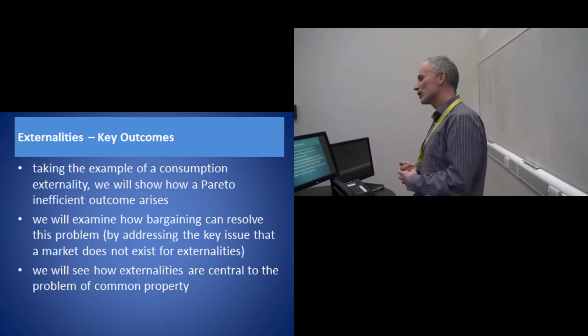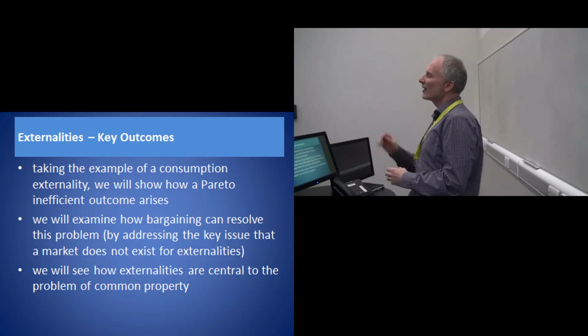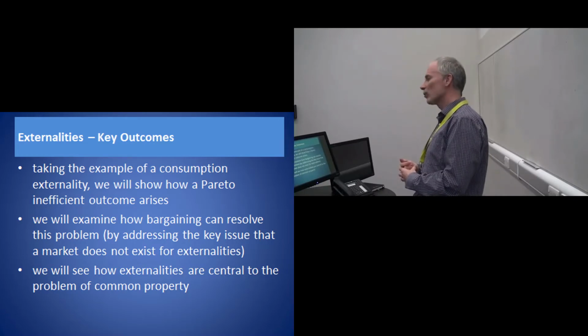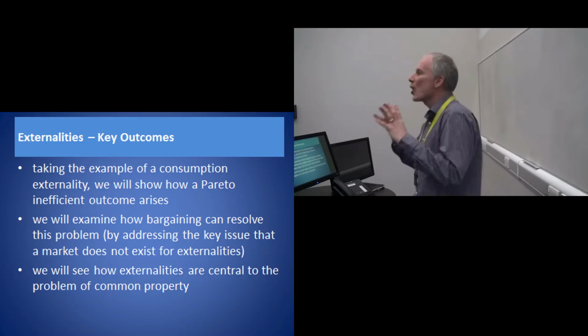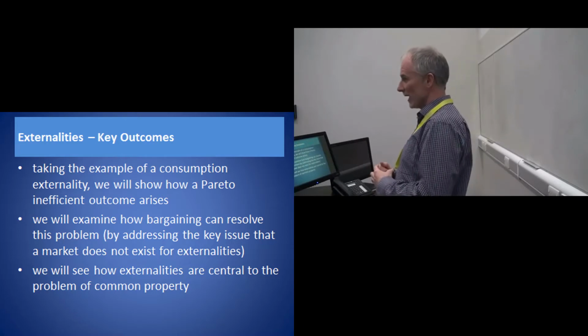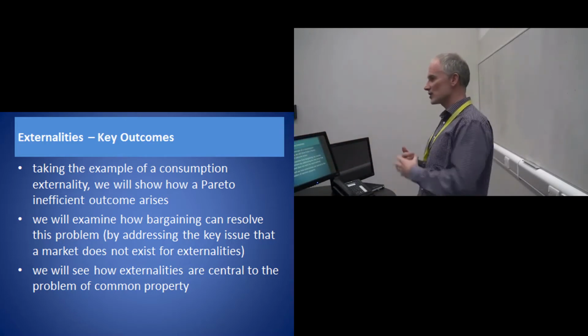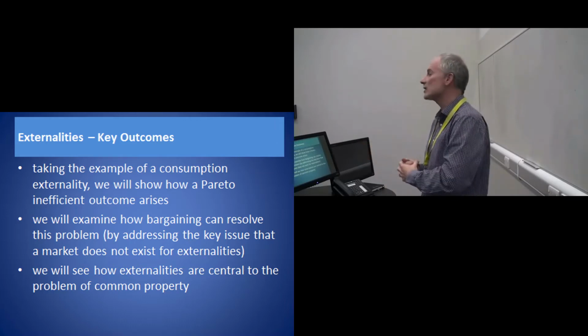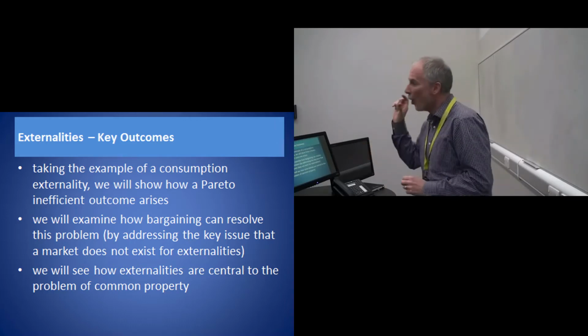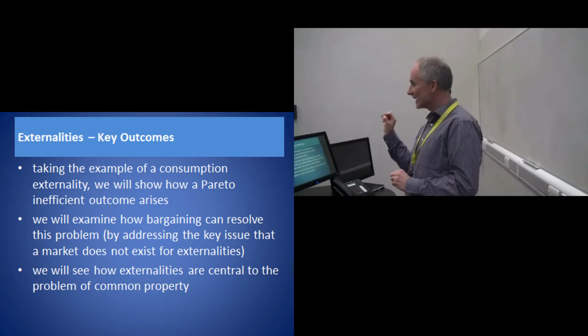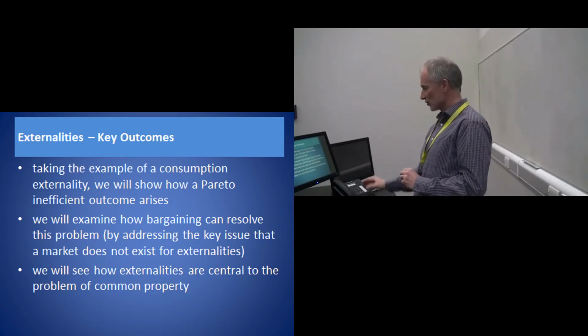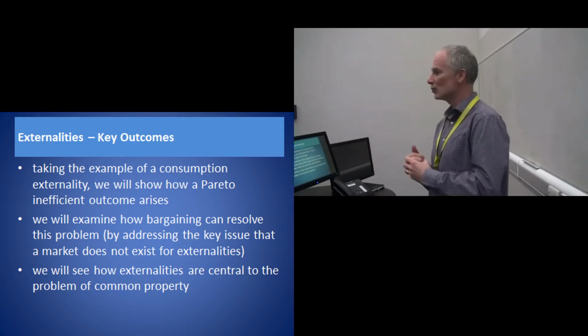Then, what we'll conclude with is we're going to look at a very specific type of good. And this will be the idea of common property. And common property, the drivers with this type of good and the problems that arise with common property are all down again to externalities. So that will be what we're going to conclude on.